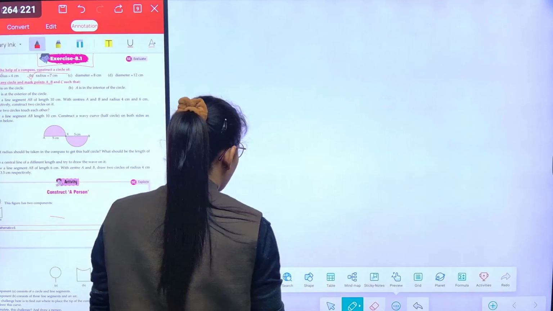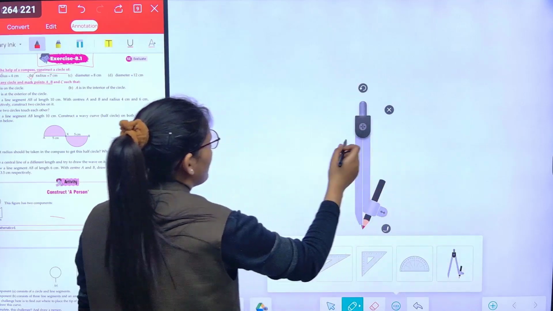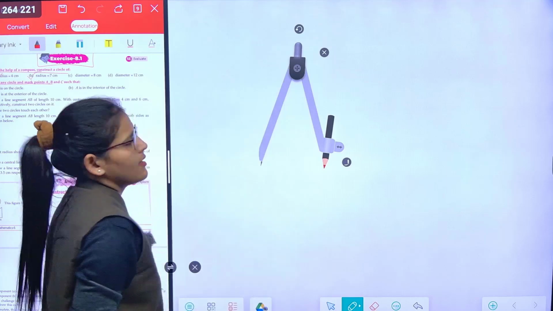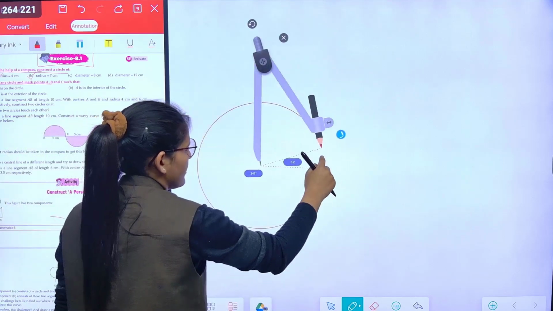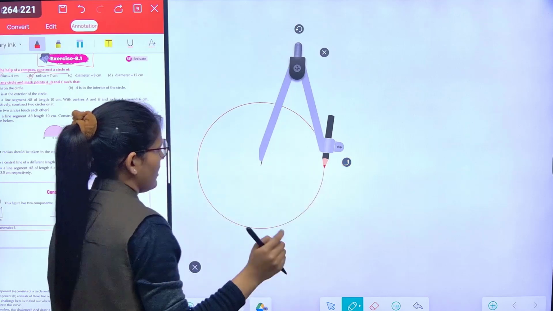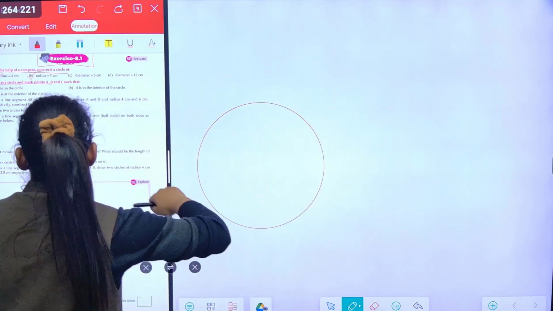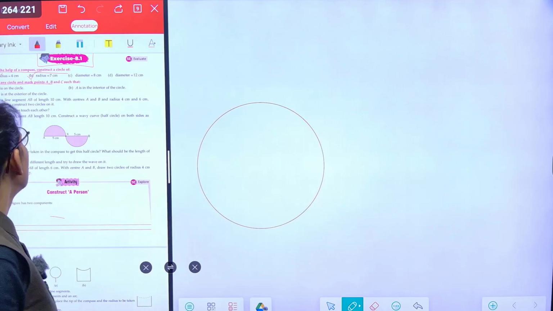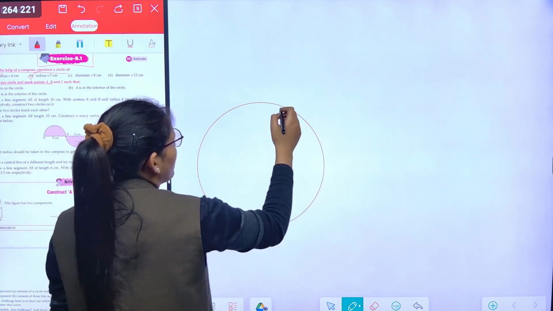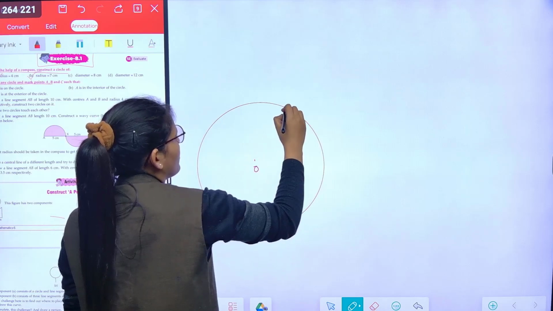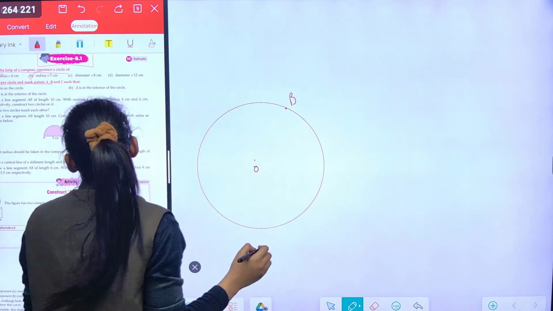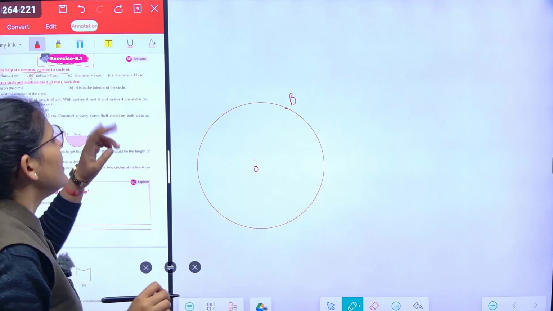Now class, again, take a compass. Yes class. Now, draw the circle with any radius. Yes. And answer the following questions. B is on the circle. Now class, this is the center and B on the circle. Understand? A is in the interior of the circle.